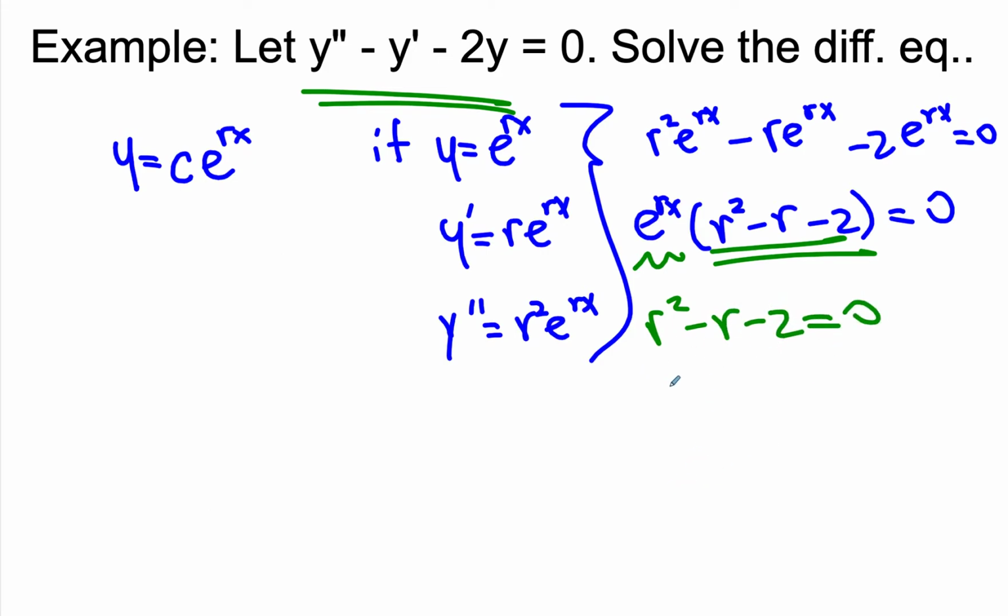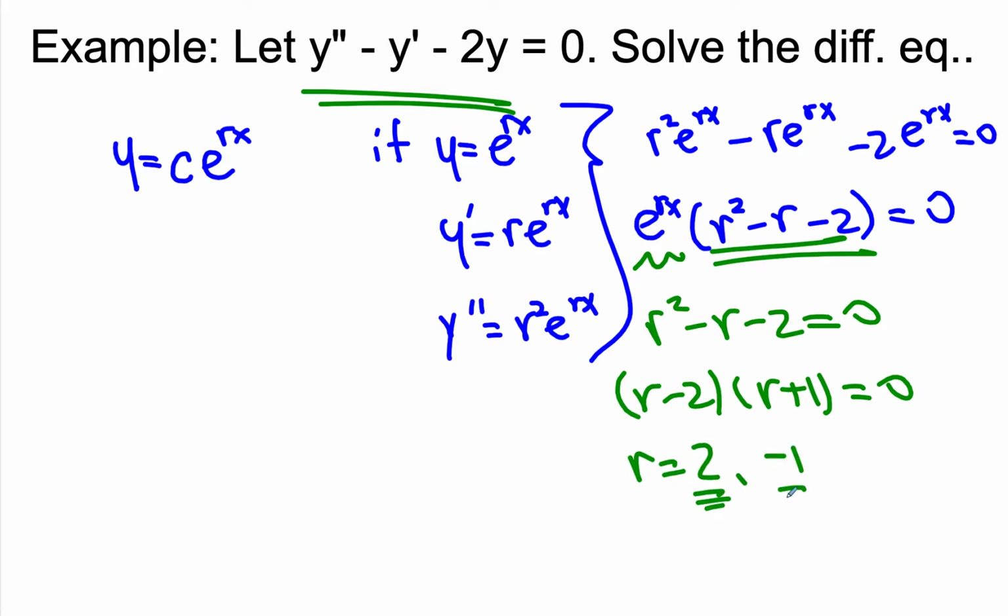Then you can easily see that r minus 2, r plus 1 equals 0. Then r should be 2 or negative 1. In other words, when r equals 2 or negative 1, this becomes our solution for this differential equation. So for example, we have two different cases. The first case, y sub 1, would have been equal to c sub 1 e to the 2x.